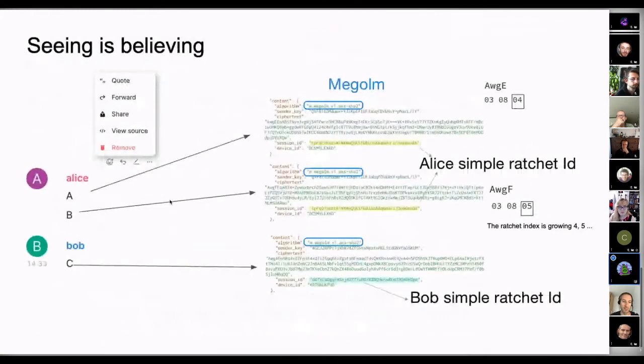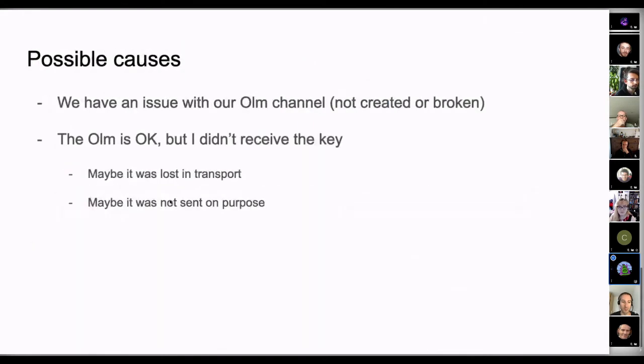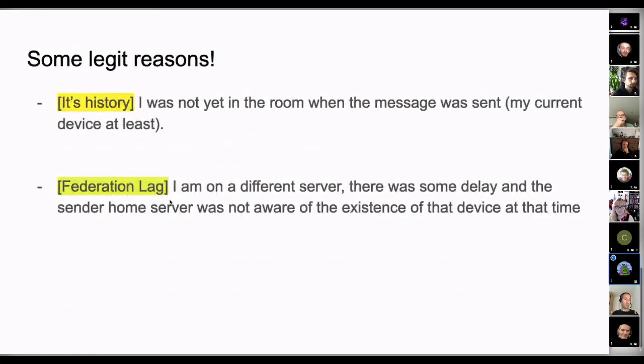So why is that? More important, why? Possible causes. We have an issue with our E2E channel. It's not created, it's broken, or the channel is okay, but we didn't receive the key. I don't know, maybe it was lost in transport, maybe it was not sent on purpose. I will give you some examples of legit reasons. First one is that it's history. So I was not in the room when the message was sent initially, my current device at least. So that means it's expected that I cannot read it. I will be able to read next messages, but not this one.